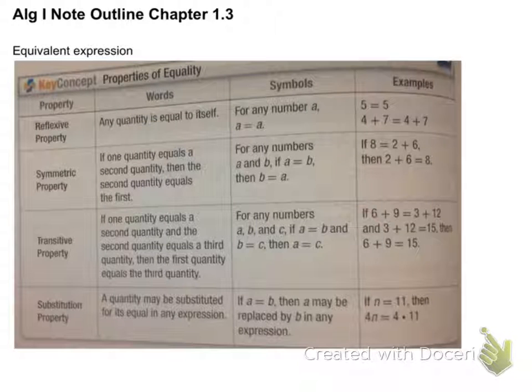So this is chapter 1.3 for Algebra 1. Again, I'm not going to give a lot of time to write this down because you guys can watch the video and pause it or get them out of the book. The first thing we should talk about was what does it mean to be an equivalent expression?